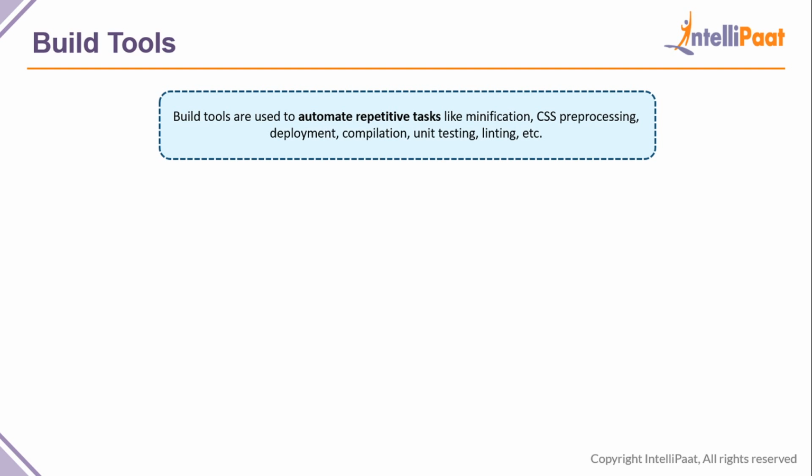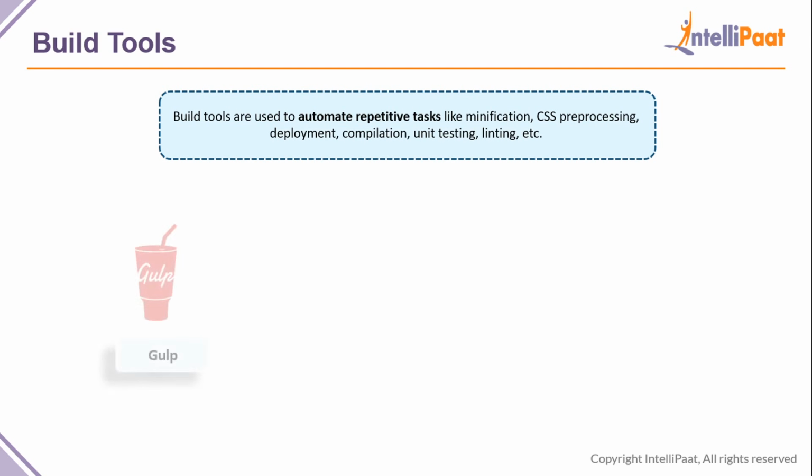So as I've already said, build tools are used to automate the repetitive tasks that you need to do as a developer. So things like minifying your JavaScript and CSS files, the CSS preprocessing, deploying, compilation, and unit testing, linting your JavaScript, so on and so forth. All of these things you need to do again and again and again. And instead of you having to push a button for all of these tasks, all you can do is just write some scripts that will build these things automatically, so you don't have to then do it again and again.